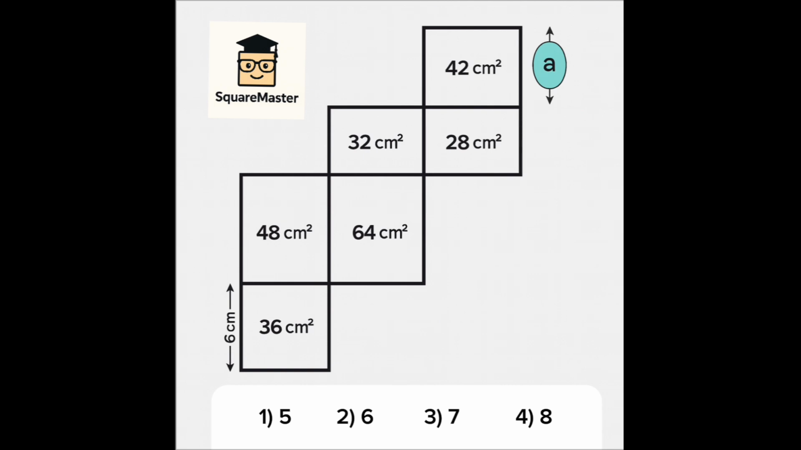We're given several rectangles, each with a known area, and some of them share the same length or width. Our mission is to find the missing dimension labeled A. Let's break it down step by step.